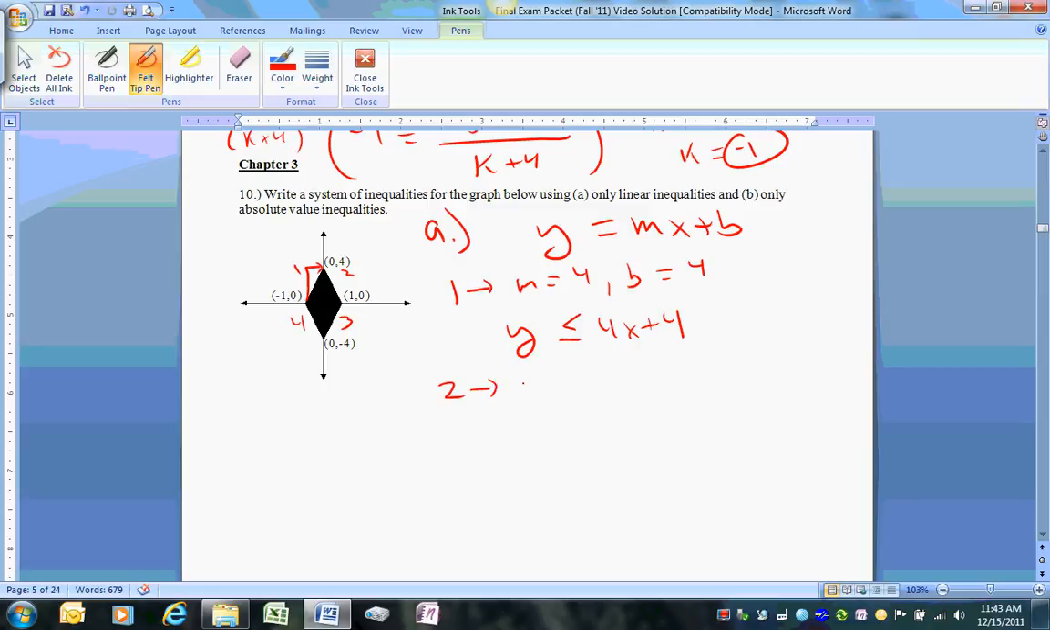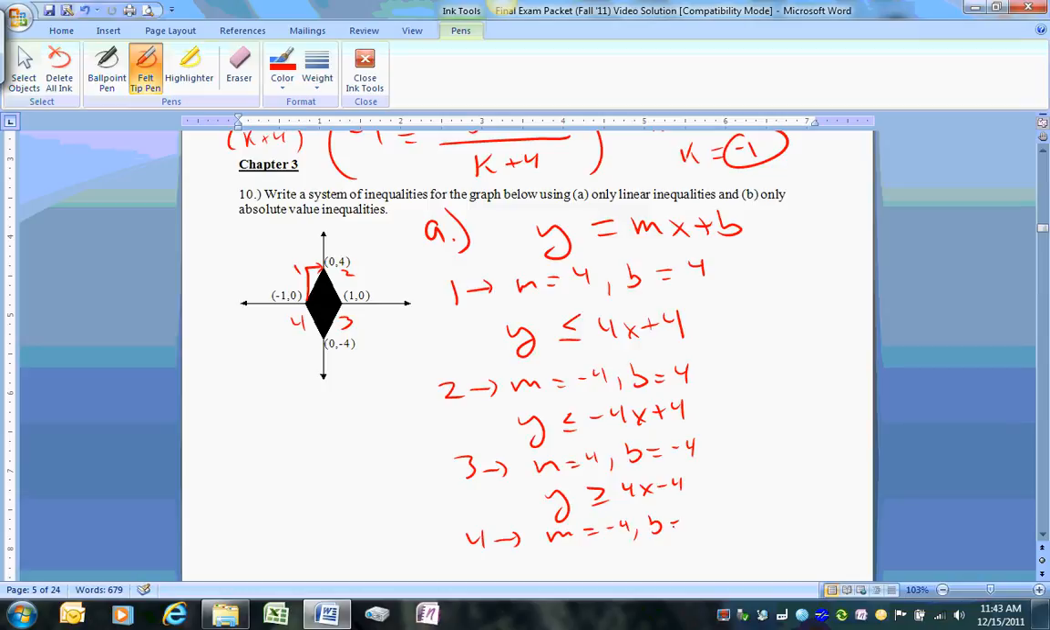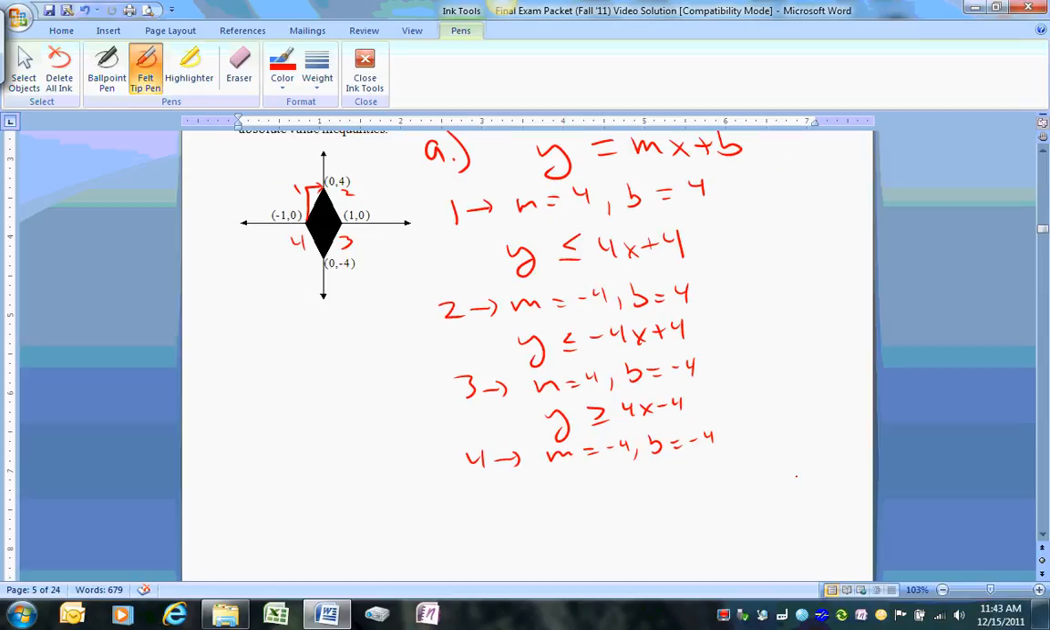For 2, slope is negative 4, still same y-intercept, and still shading's below. So less than or equal to negative 4x plus 4. For 3, back to positive slope, but now a negative y-intercept, and shading's above. And lastly, for the fourth line, slope is negative 4, y-intercept is negative 4, and its shading's below. Sorry, above, so it's greater than negative 4x minus 4.